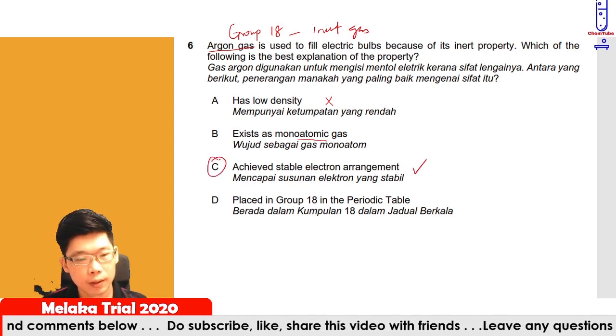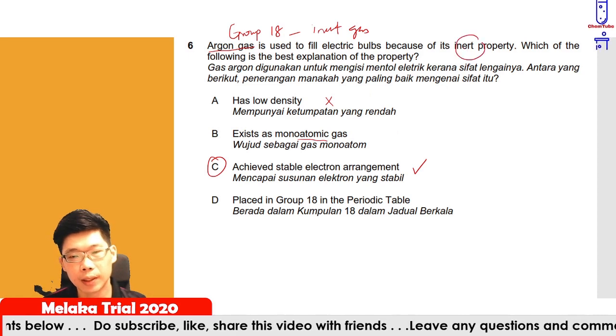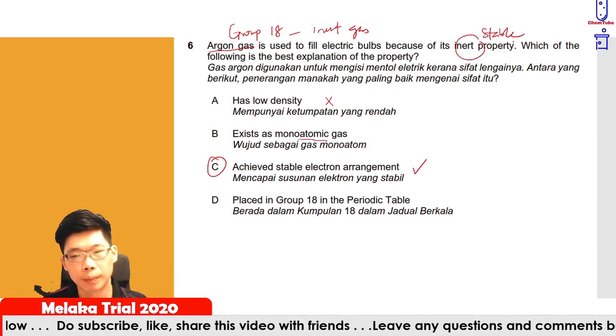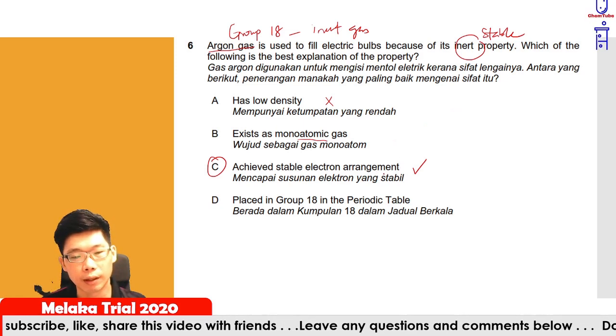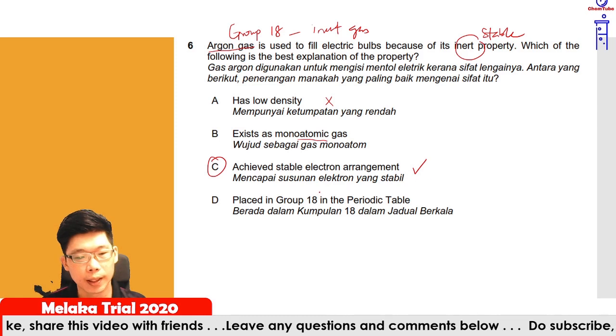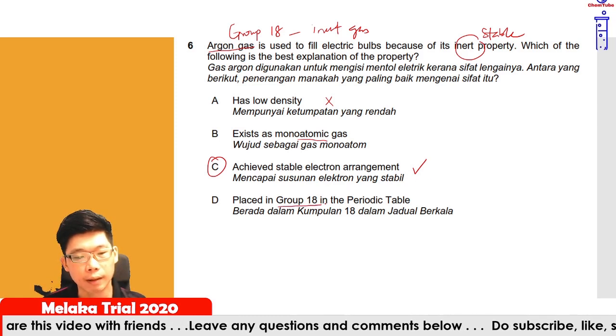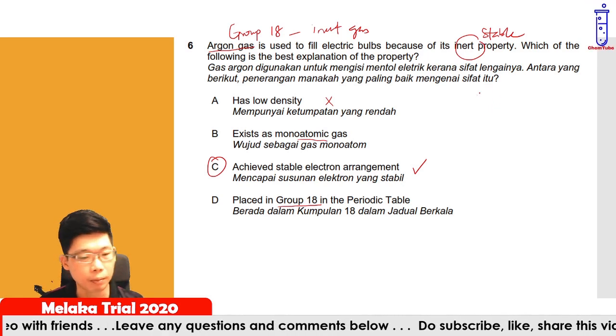Yes. So whenever you are finding the inert property or stable property, you go for the electron arrangement, octet or duplet electron arrangement. Group 18 is correct, but it's not the best explanation for the stable or inert property.